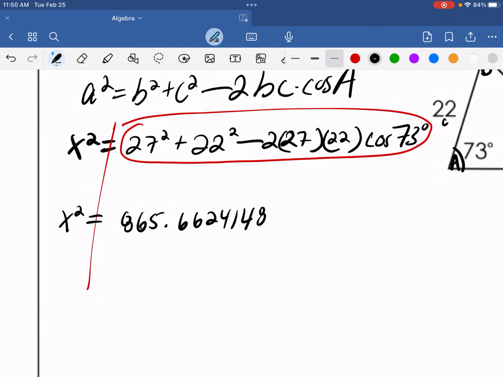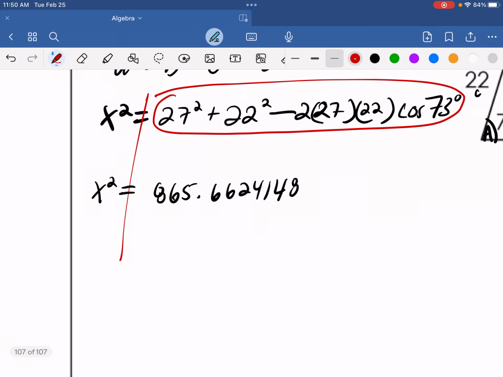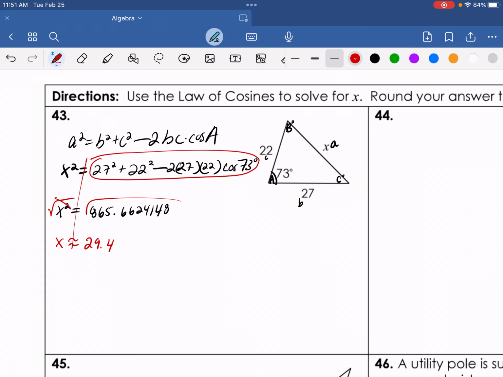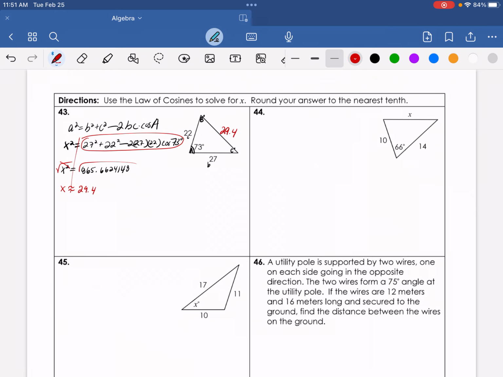865.662448. And now last step, what do I do? How to get x by itself? Square root. And I get x is approximately, second, x squared, click the up arrow, enter, and you get 29.4. So that means that this side is 29.4. Okay, that's how you do all of them.